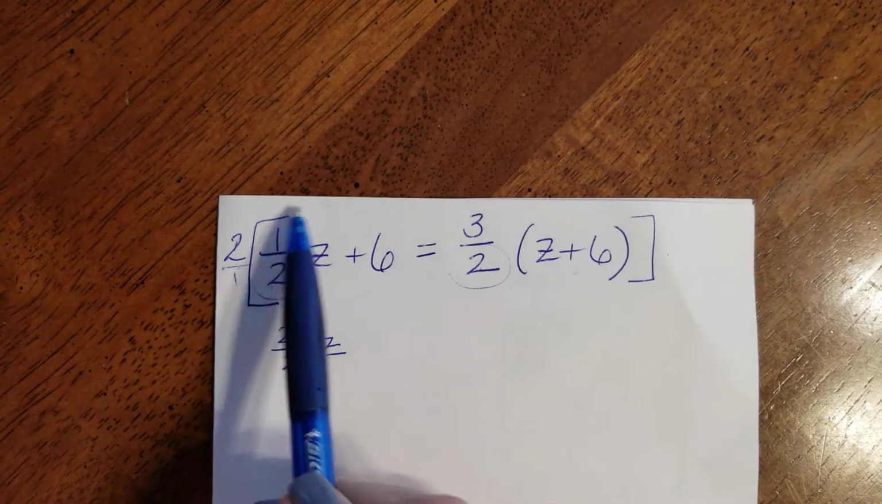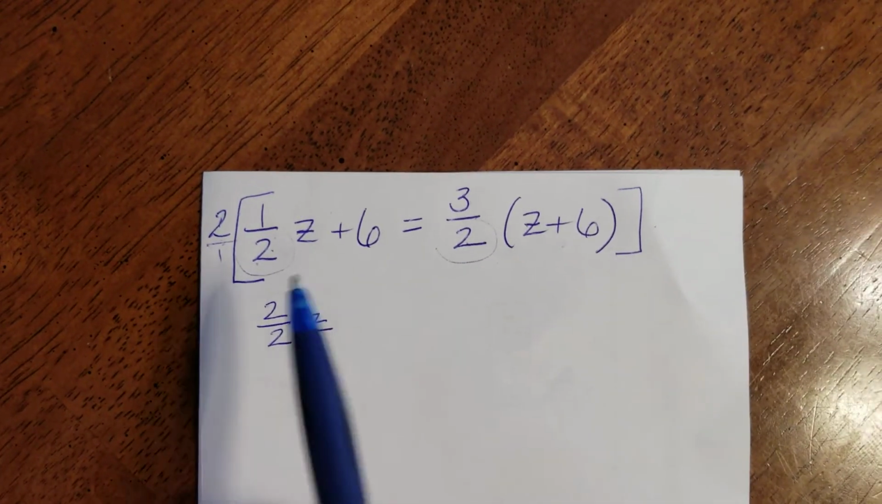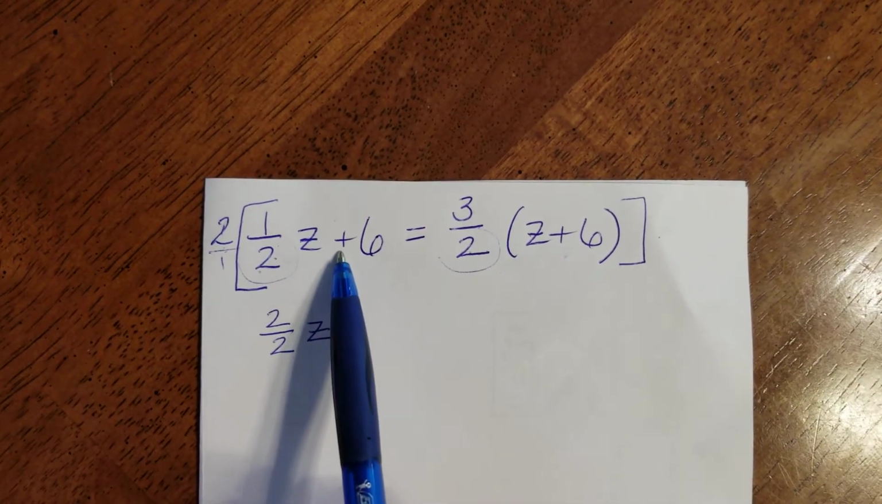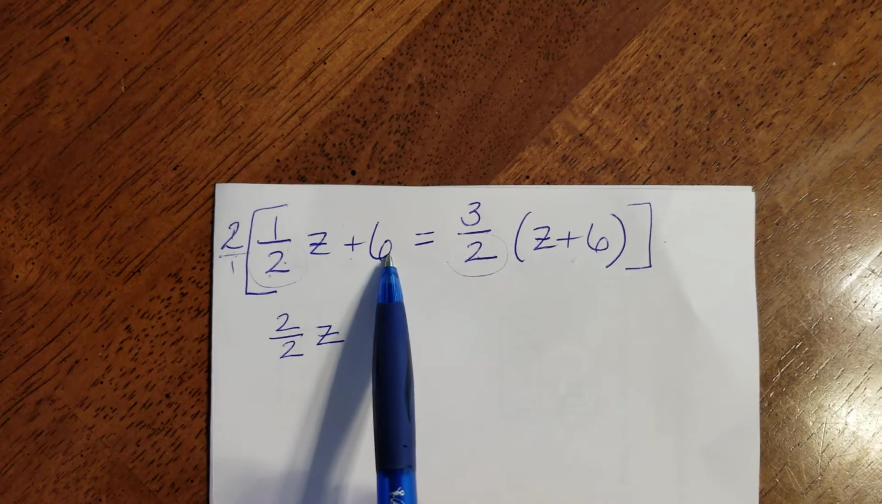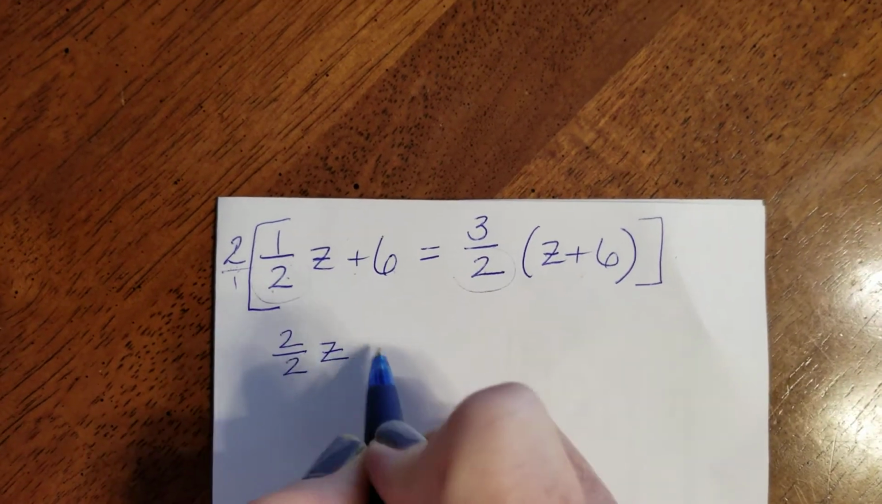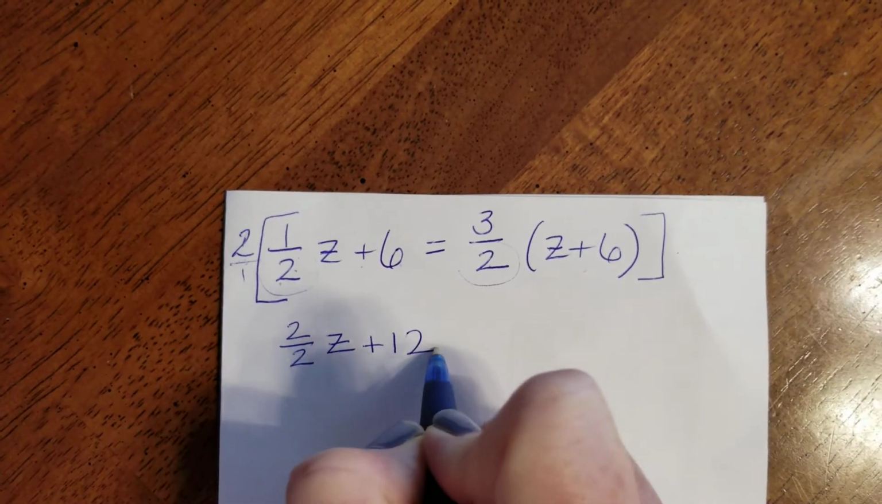Then we have to multiply it by every term. Remember, terms are separated by addition and subtraction. So now we have to multiply 2 times this term. So 2 times 6 equals 12.